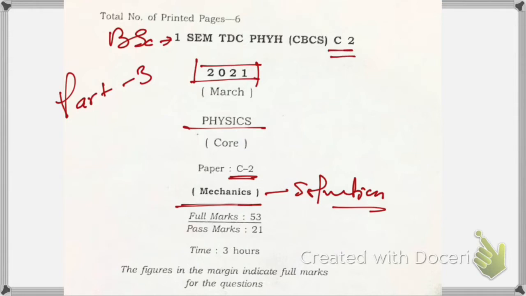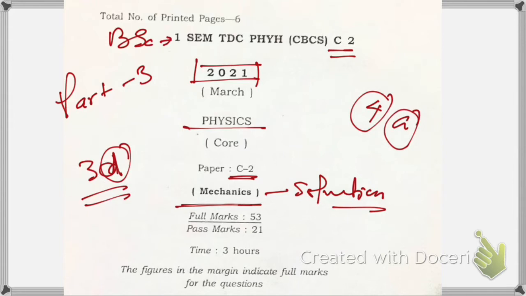So in part 2 we have solved up to question number 3D, right? Up to question number 3D. We have solved up to question number 3. Now in this video we're going to start from question number 4A, right?